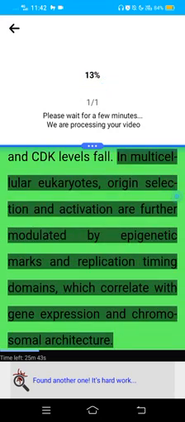In multicellular eukaryotes, origin selection and activation are further modulated by epigenetic marks and replication timing domains, which correlate with gene expression and chromosomal architecture.